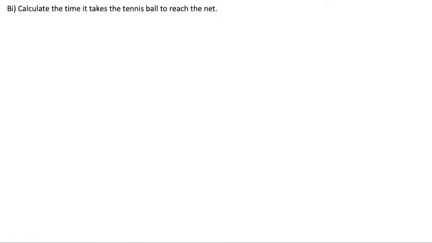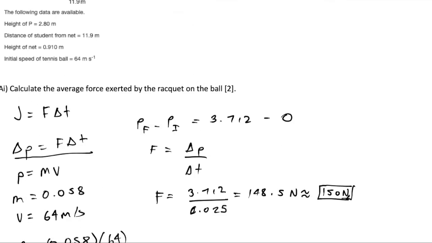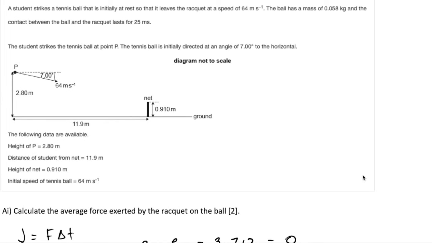So B1, calculate the time it takes the tennis ball to reach the net. To solve this question, we have to use the principles of projectile motion. So let's take a look at this diagram they've given us from earlier. Here, we can see that there is a right-angled triangle being formed. The hypotenuse is represented by the speed of the ball after it's been hit by the racket, 64 meters per second, and they've given us an angle to the horizontal, which is 7 degrees.